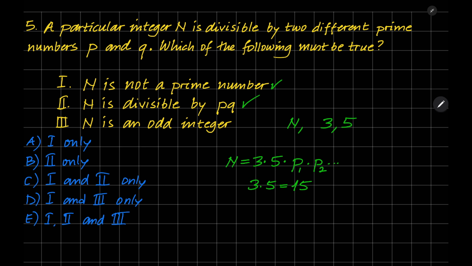Finally, remember that 2 is a prime number. So n could be 6. Since 6 is equal to 2 times 3, statement 3 isn't always true, making C the correct answer. 1 and 2 only are correct.